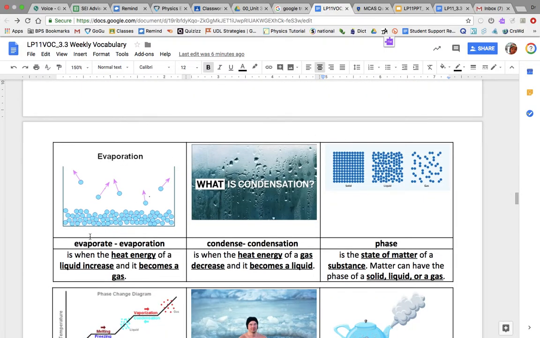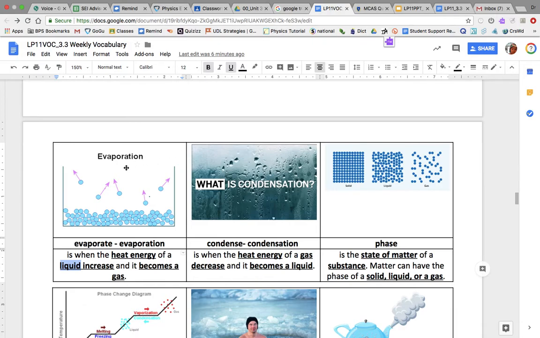Let's say evaporation. Evaporation, or evaporate, is similar to freezing and melting, but it is when a liquid becomes a gas. That is evaporation. That means you give a liquid more energy, the heat energy of a liquid increases, and it becomes a gas. That is evaporation. And now let's look at condensation.